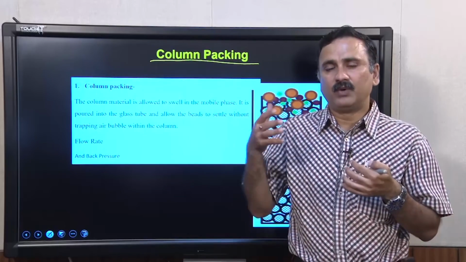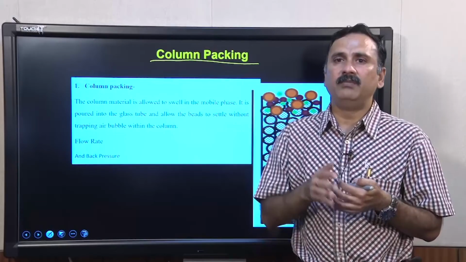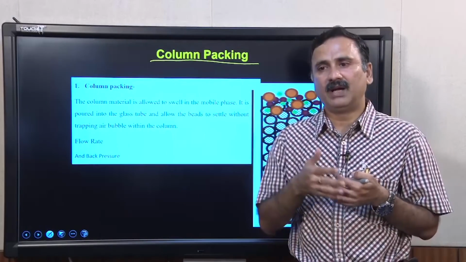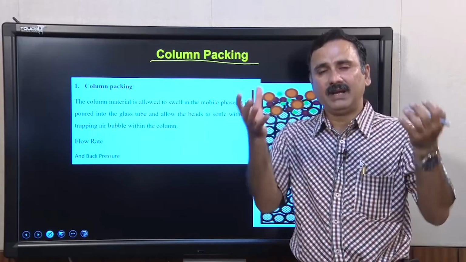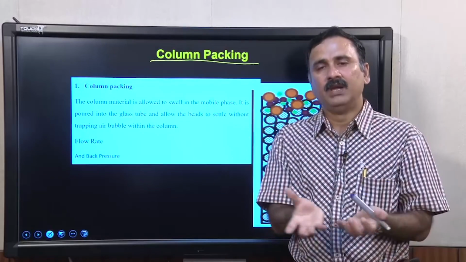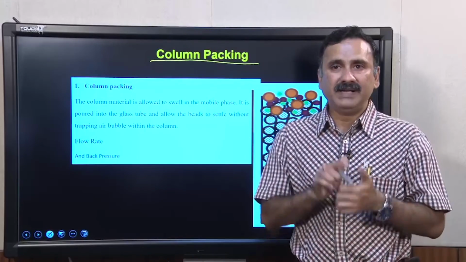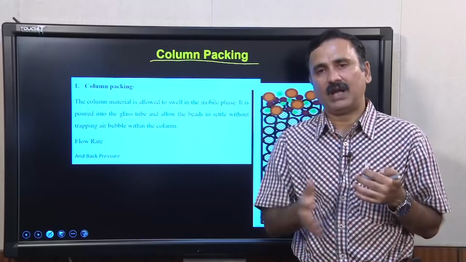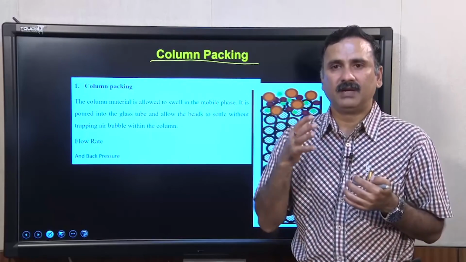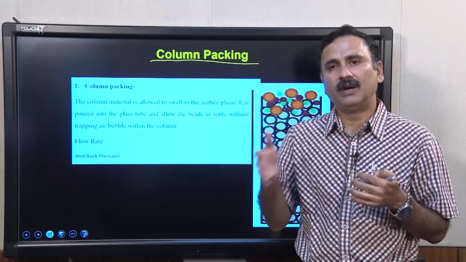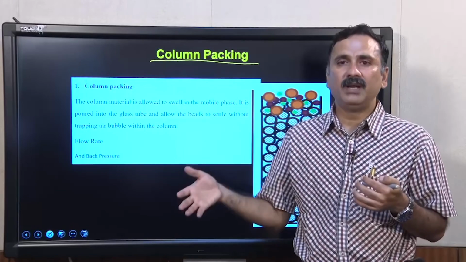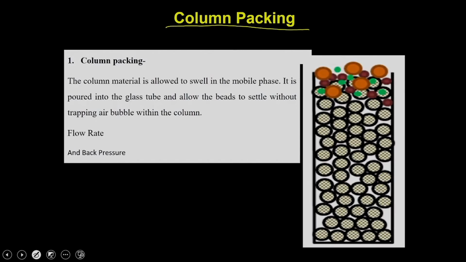Once you keep them in a dried powder form, they lose the water, and they will not be able to form uniform beads. So, you have to allow them to take up the water so that they swell and reach an equilibrium. Once they swell, you can take a cylindrical tube, or you can take the column as well.